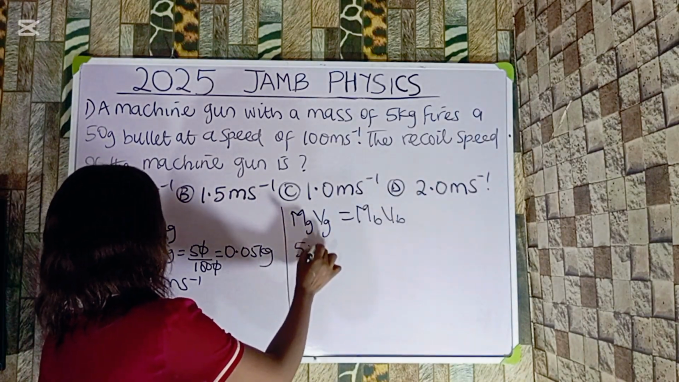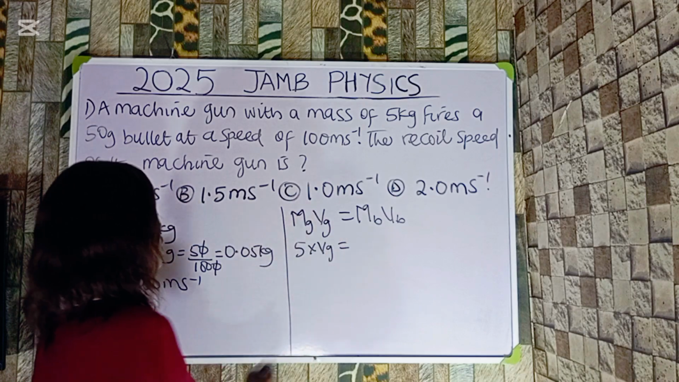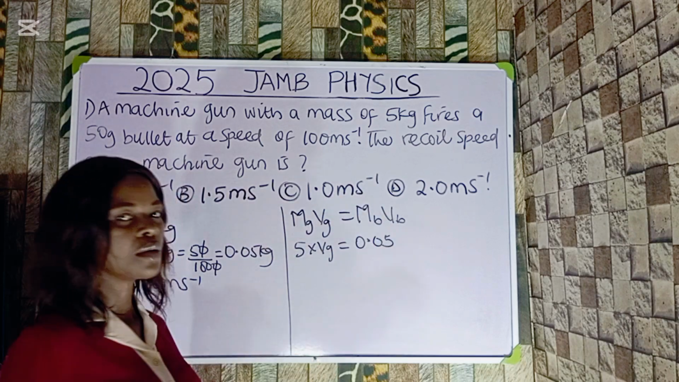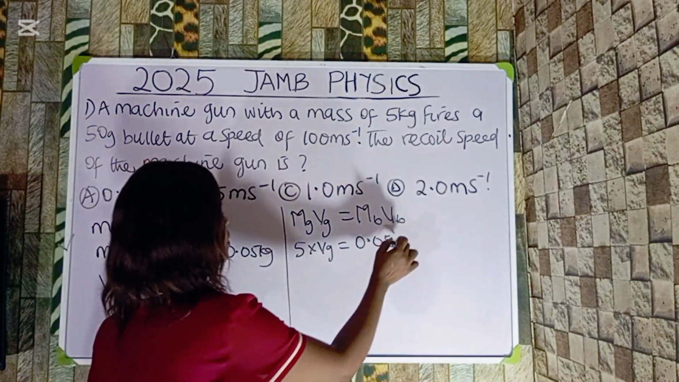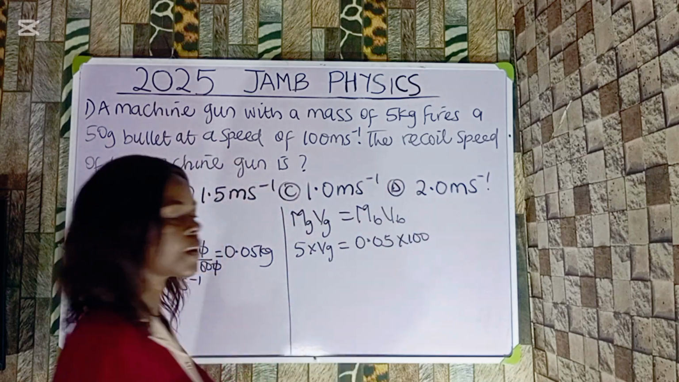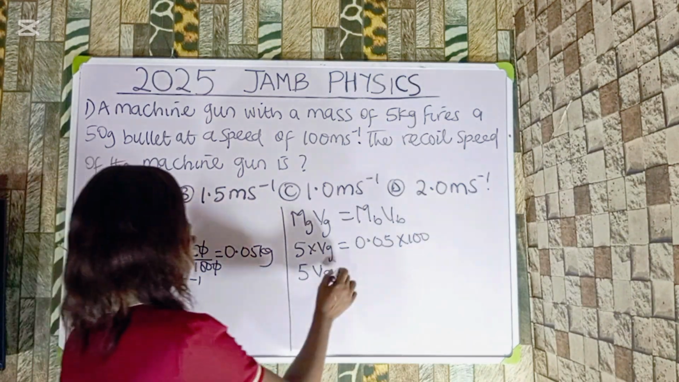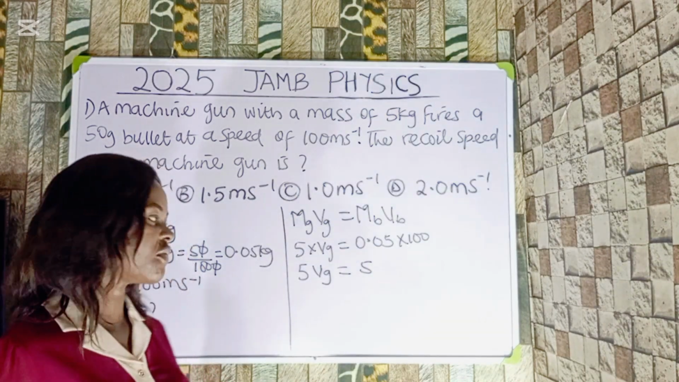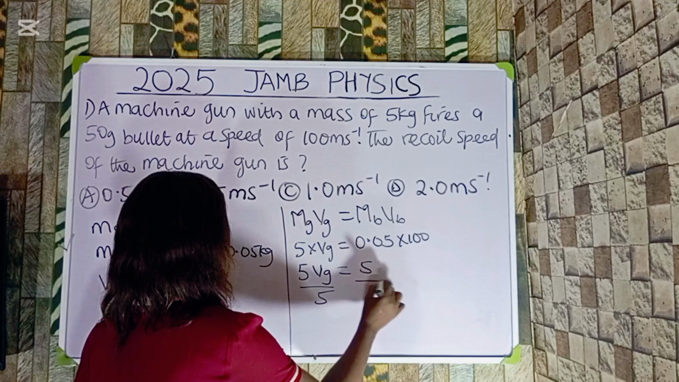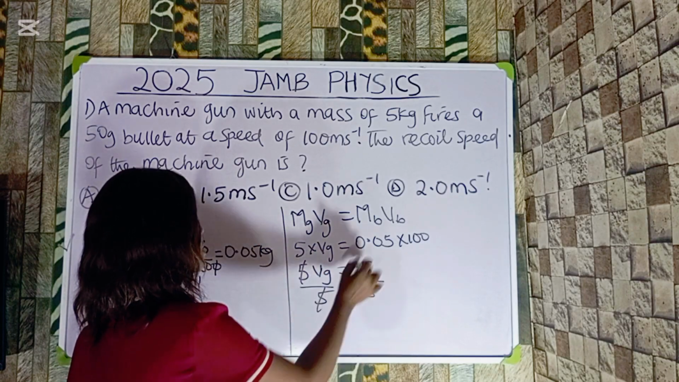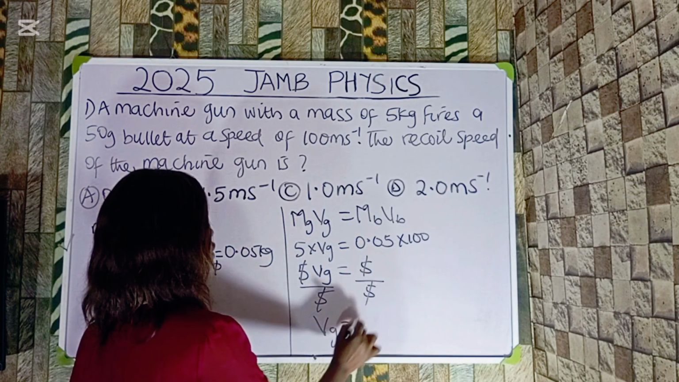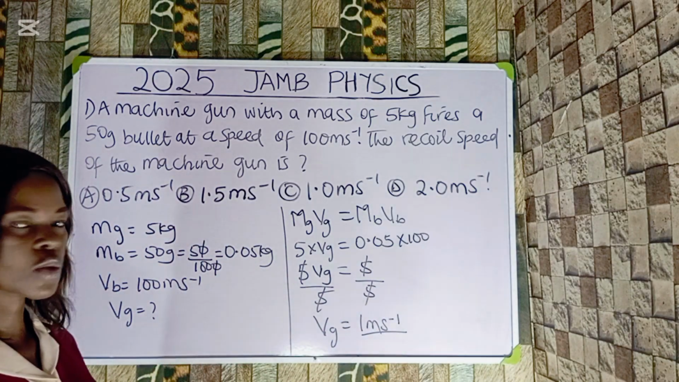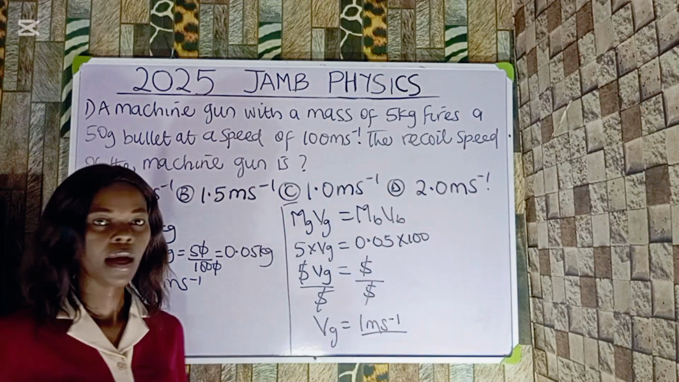So let's put in what we have. I have 5 multiplied by vg is equal to the mass of the bullet, 0.05, multiplied by the velocity of the bullet, 100 meters per second. I have 5 vg is equal to 5, because 0.05 multiplied by 100 is going to give me 5. Now I divide both sides by 5, this cancels this. So the speed of the machine gun is 1 meter per second. That is, the correct option to this question is option C. I hope that is clear.